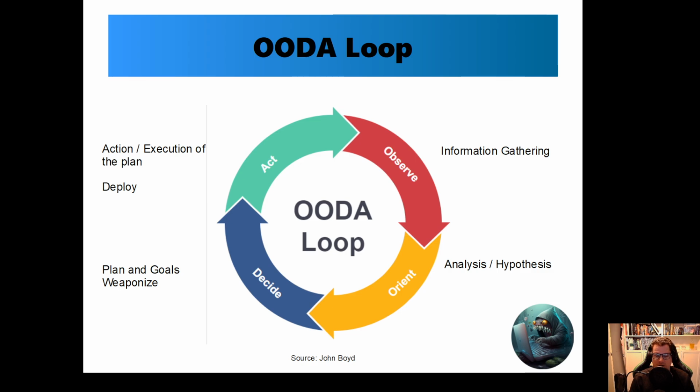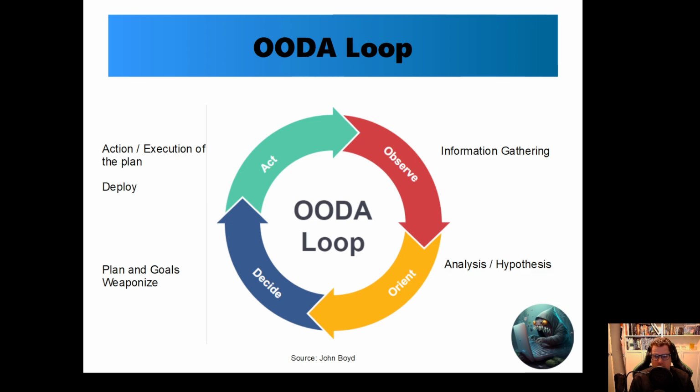The decide phase is really where you're planning, and in a cybersecurity situation, you could be weaponizing a payload, or you could be developing defenses. In the act phase, this is the actual execution of the plan, which could include deployment of new technologies or the actual attack. Threat actors and defenders all move through the OODA loop. The goal is that as defenders, we want to move through the OODA loop faster than the threat actor does.